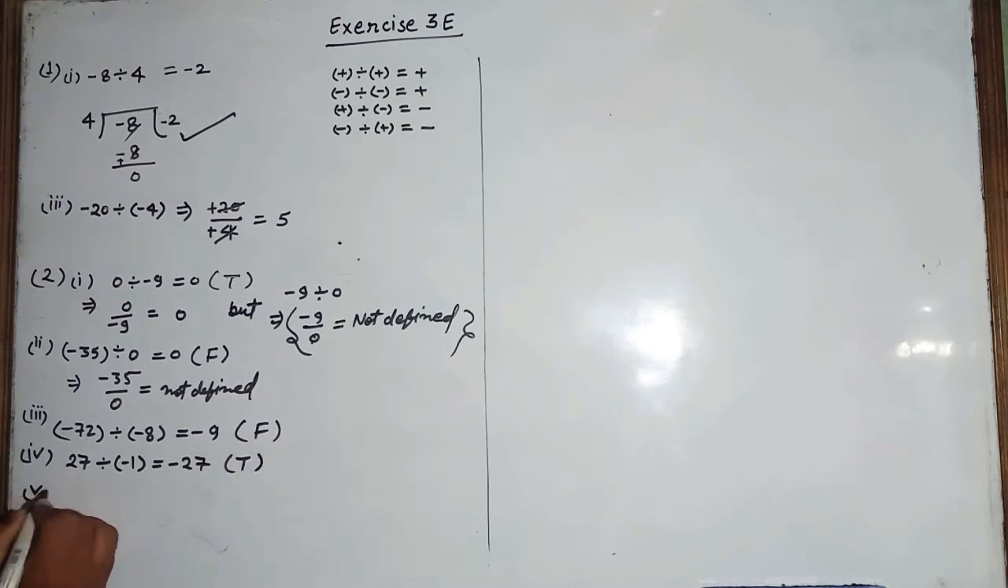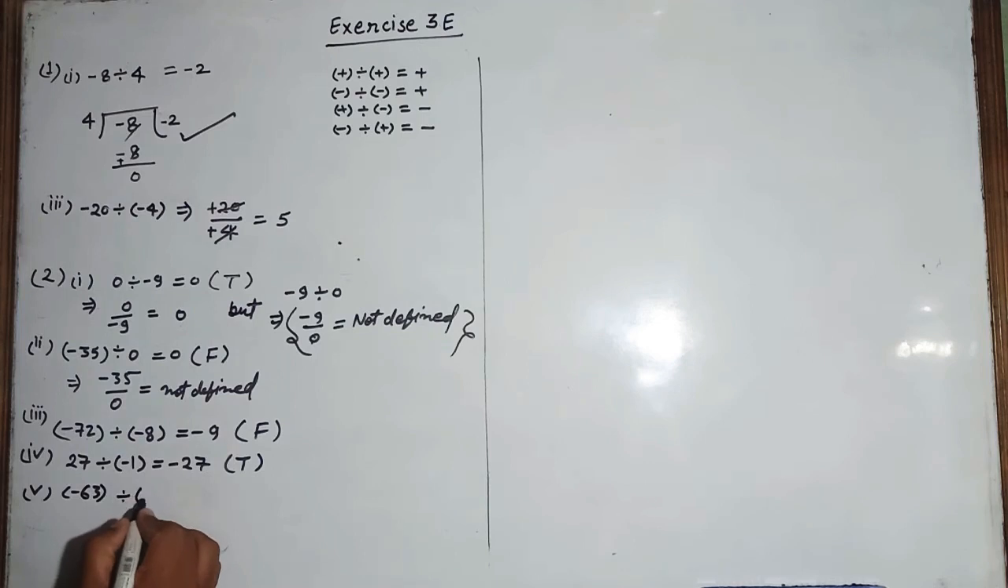Fifth part, -63 divided by -1 is equal to -63.